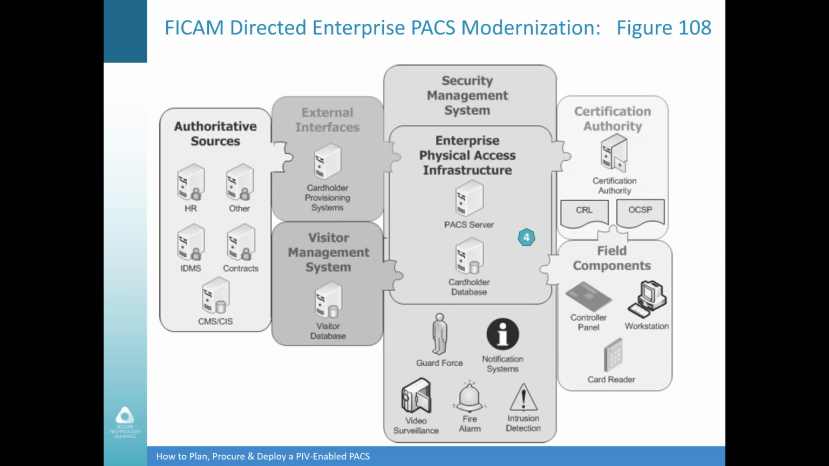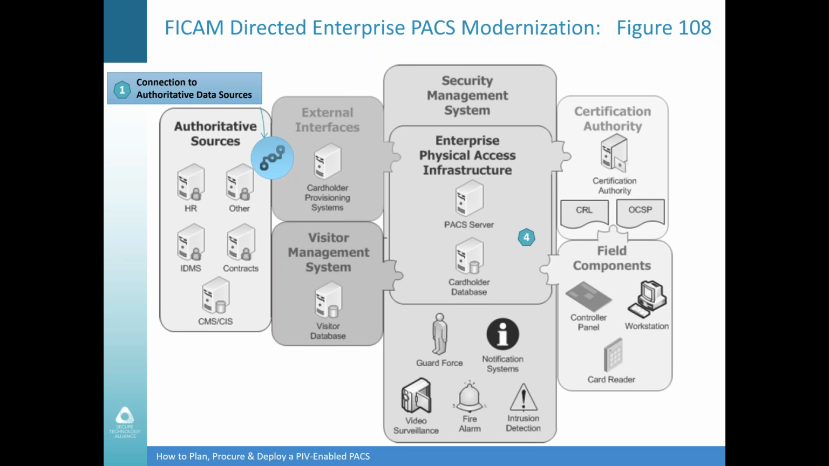So I'm going to use two diagrams here out of the FICAM document that talks about enterprise PACS and PACS modernization. This first one is really kind of a notional topology of how these things fit together. So again, we've got these authoritative sources of information, such as identities. When someone comes into an organization, they're onboarded into the HR system. They're usually given some type of Active Directory account or other LDAP account, and you have maybe an IDMS where their badge is created, their PIV card is created, and so forth. You may have contractors who come into a contractor database and so forth.